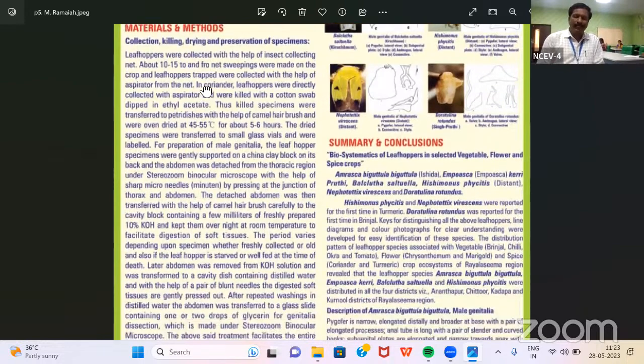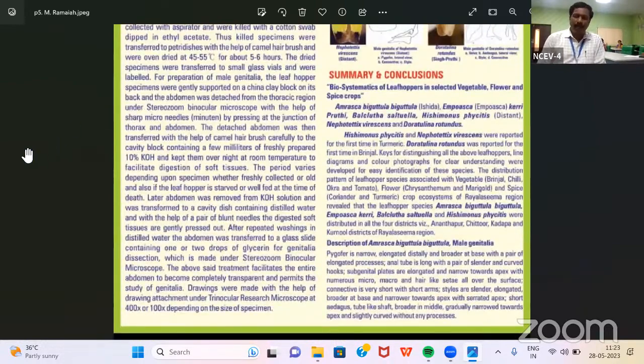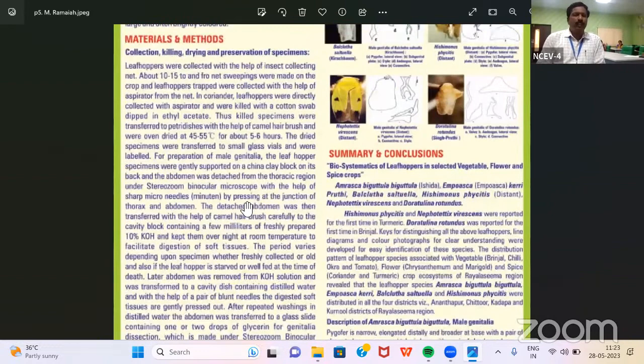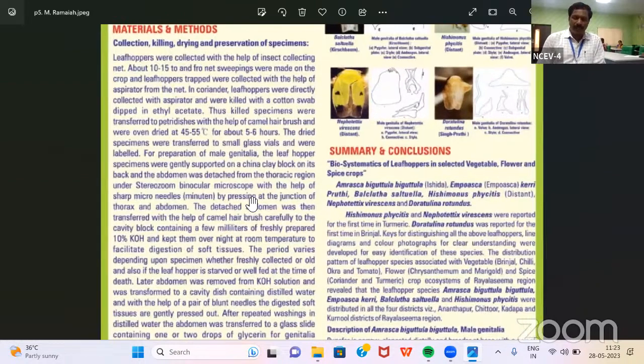The next day, we collect the digested abdomen, collect the genitalia and preserve them with the help of glycerin. Then we can draw diagrams of all the genitalia parts. Here they are using a stereozoom binocular microscope.